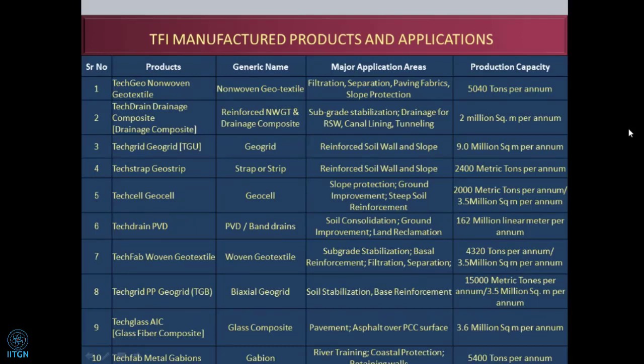If you can see the production capacity of each and every product, let me give an example of the TechGrid geogrid, serial number 3. The production capacity we have shown is 9 million square meter per annum. It can cater to the requirement of 60 lakh square meter of reinforced soil structure per annum. So it's a huge capacity, and any quantum of work can now be handled by the Indian manufacturer. All the products are available in the Indian market and are indigenously manufactured. That is the big thing for us.